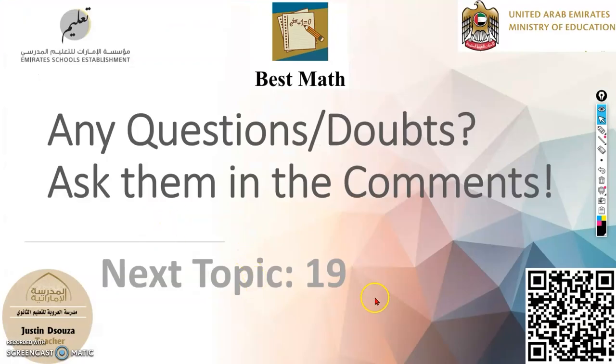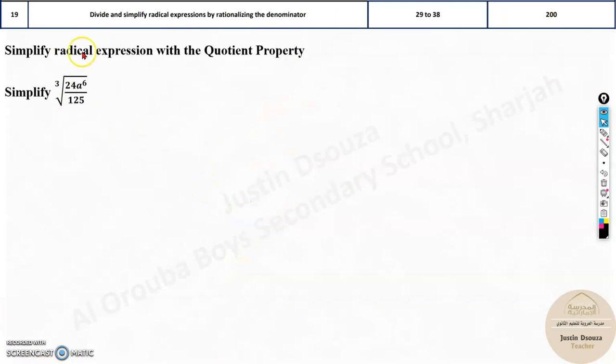In the next topic, we will move to the 19th question. The 19th topic is an interesting topic where we have radicals. Now, the most important thing is reading this question. See, divide and simplify radical expression. It's very simple to do that. But by rationalizing the denominator, this is very important.